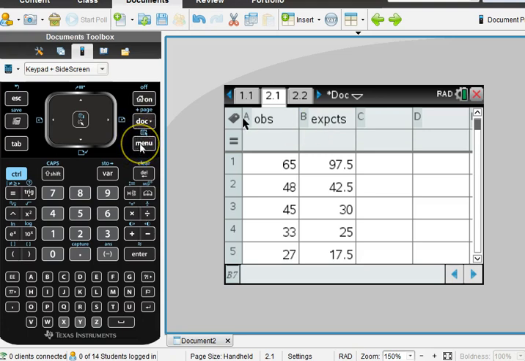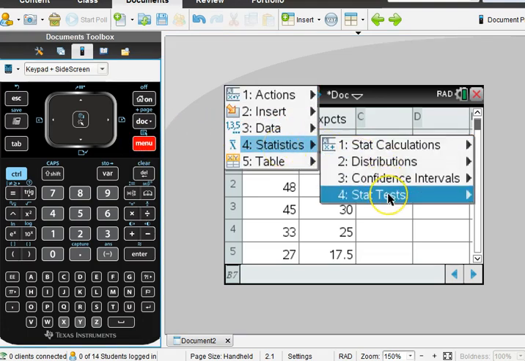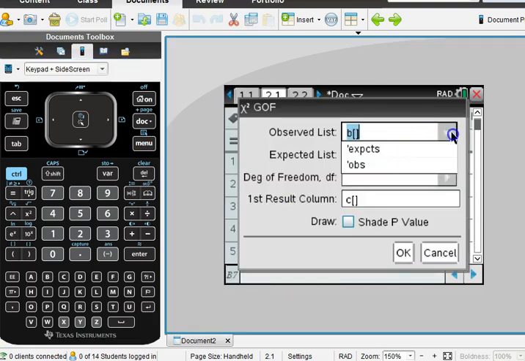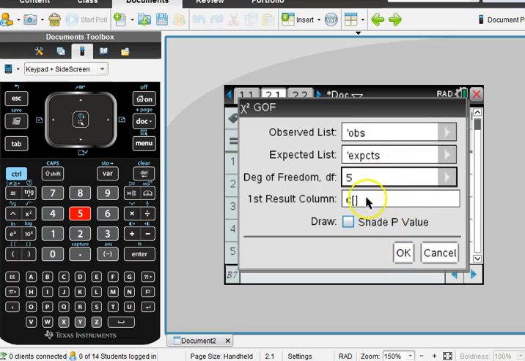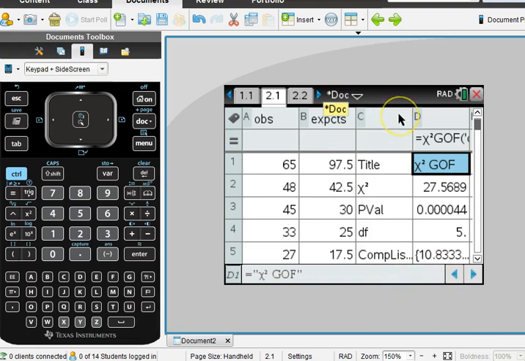So that's why I did that. I'll let you pause if you need to add those in, but I'm going to go ahead and do the test. So you go to Menu, Statistics, Stat Tests, chi-squared goodness of fit test, my observed list, observed, my expected list, expected. My degree of freedom is 1 less than the number of cells, so that's 5. This tells me where the calculator is going to put the results. So notice here I did the test actually in the spreadsheet, which is perfectly fine. Here's the chi-squared value, which is the same one I got.